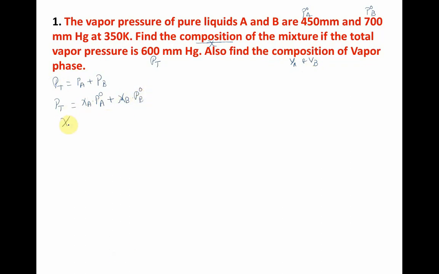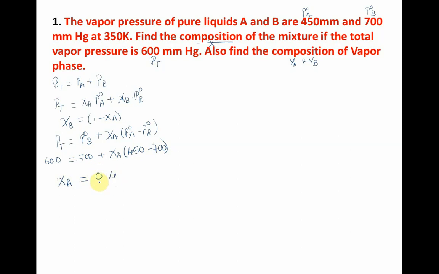Mole fraction of B is equal to 1 minus mole fraction of A. Therefore, P total is equal to P naught B plus mole fraction of A into (P naught A minus P naught B). Now substitute the values: 600 mm is equal to 700 plus mole fraction of A into (450 minus 700). What is the mole fraction of A? On solving, we get 0.4. Then mole fraction of B is equal to 0.6. So we got the answer: the composition of the mixture.